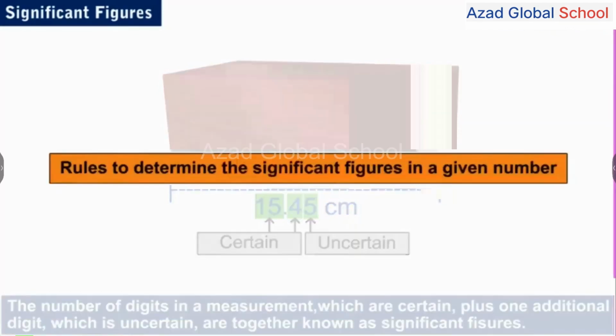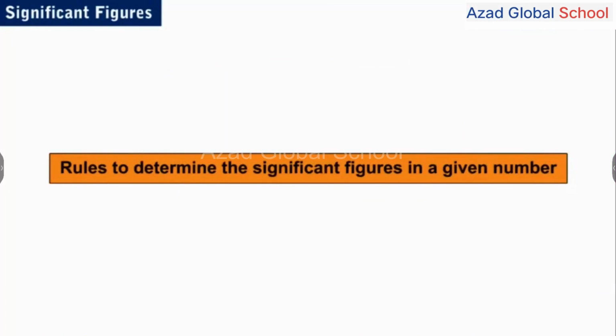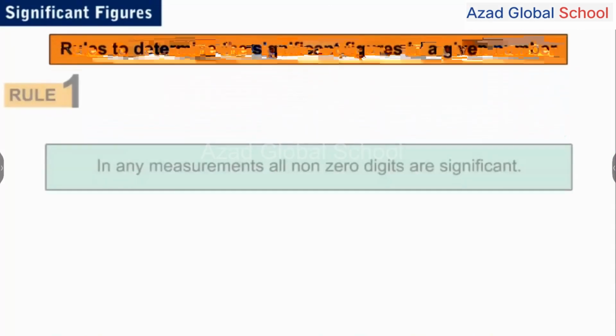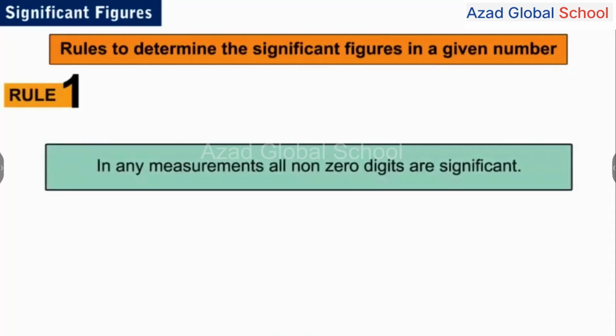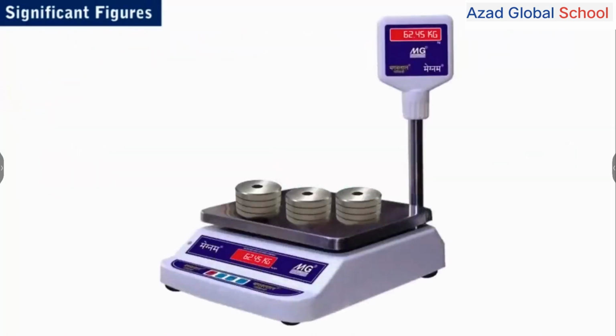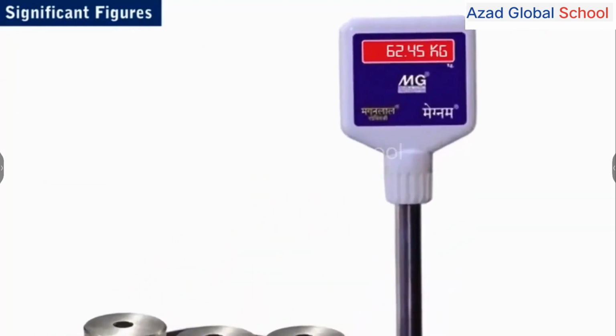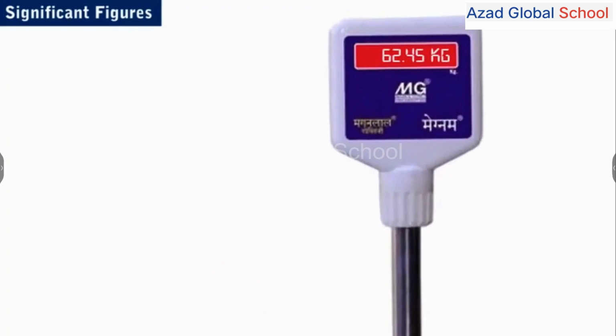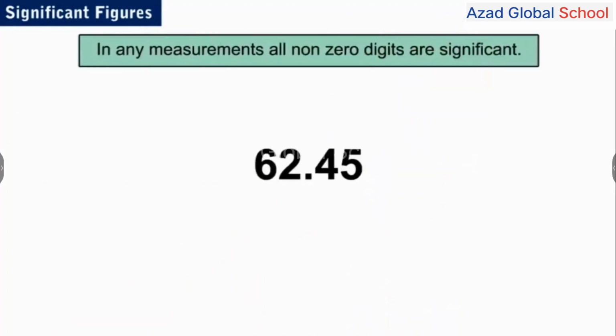There are rules to determine the significant figures in a given number. The first rule says that in any measurement, all non-zero digits are significant. For example, we weighed a body that measures around 62.45 kilograms. Here, all the digits are non-zero numbers. In this case, all the 4 digits are significant figures.